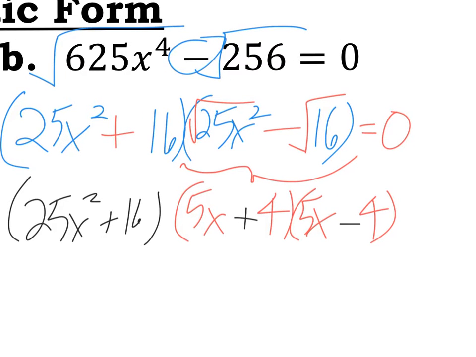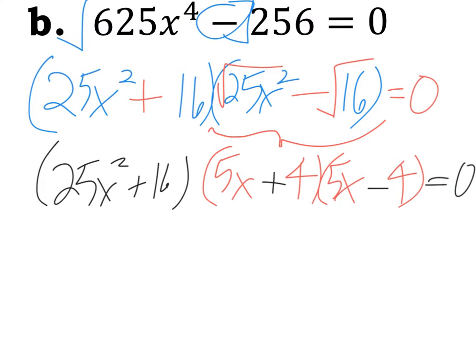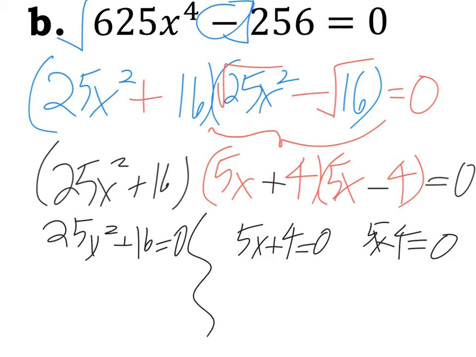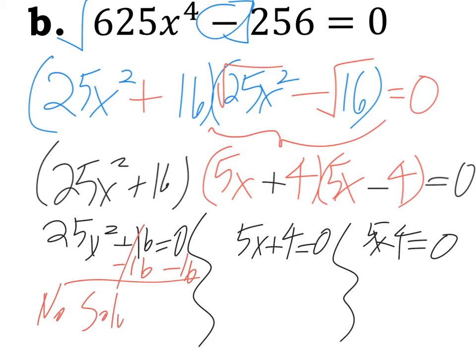So here, I'll add my equals 0. So it's fully factored. So set each term equal to 0. 25x squared plus 16 equals 0. 5x plus 4 equals 0. 5x minus 4 equals 0. And solve. So the first one is going to end up being no solution because it's going to equal a negative number. So at this point, if you want to just save some time, we'll just say no solution because you can't square root a negative.